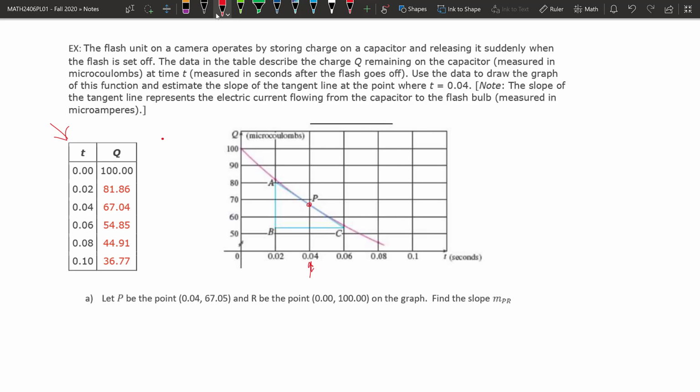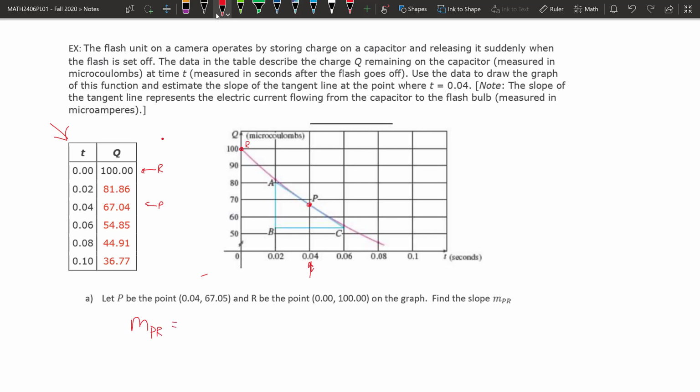I'm going to walk through how this problem is set up. We don't have the formula for the function, but we do have enough data. So let P be the point right here, at 0.04, 67.05. And R is the point 0.00, 100. That's this first point right here. I want to find the slope of the line that goes through those two points, so m sub PR.